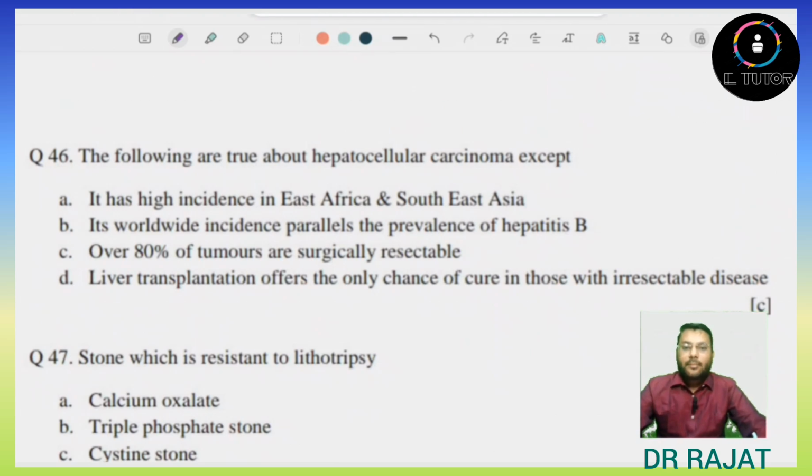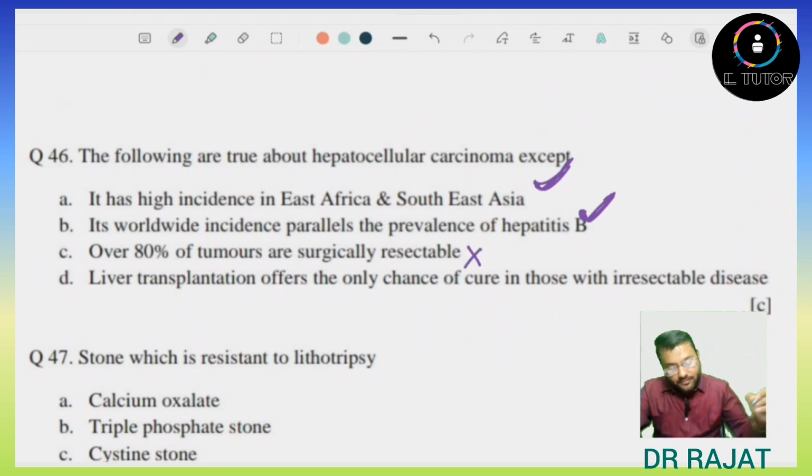Following are true about hepatocellular carcinoma except. So it has a high incidence in East Africa and Southeast Asia. This is true. Its worldwide incidence parallels to the prevalence of hepatitis B. This is also true. Over 80% of the tumors are surgically resectable. No, this is not true because in the hepatocellular carcinoma, only 20 to 40% of the tumors are surgically resectable.